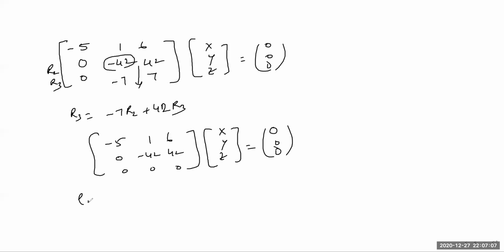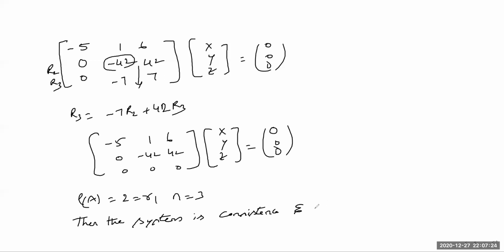Now rank of A equal to 2 equal to r, n equal to 3. Then the system is consistent, and it has infinite number of solutions.